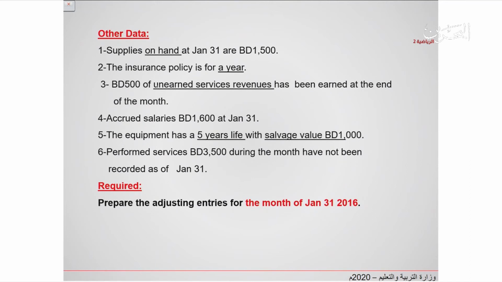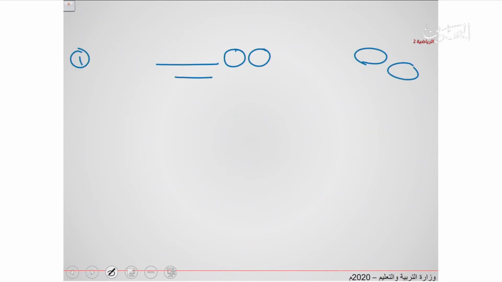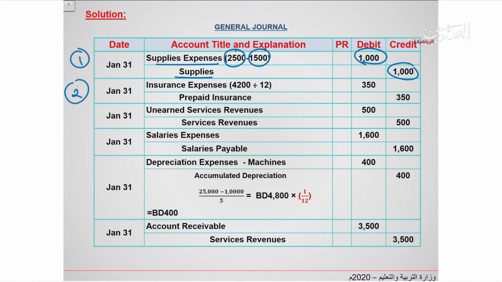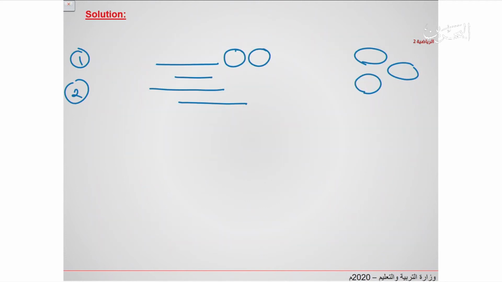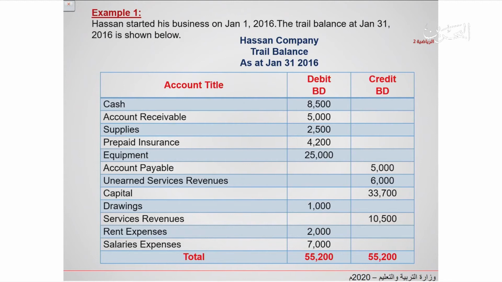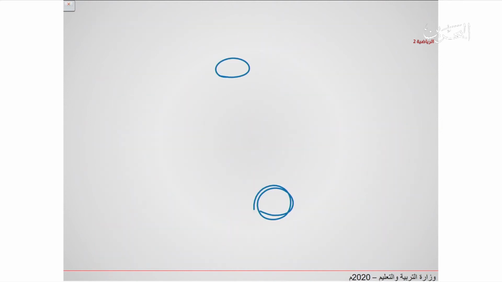The insurance policy for the year, she's mentioned here, is for 1 month, only 1 month. Now, for transaction 2, I put insurance expense and prepaid insurance. How do I get the amount? I will go back to the question to take the amount of prepaid insurance. See here, prepaid insurance, the amount is 4,200.